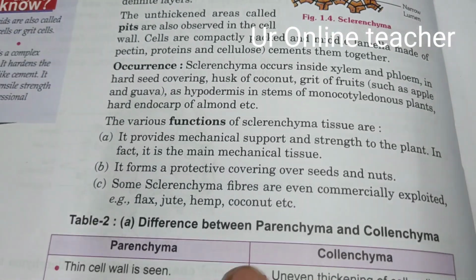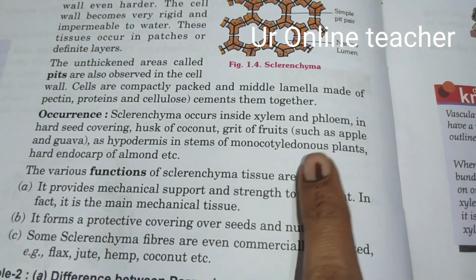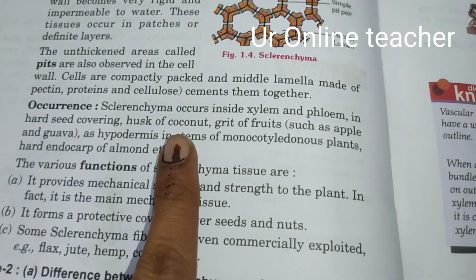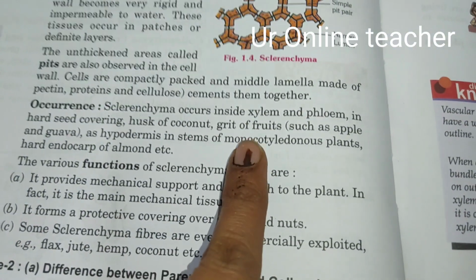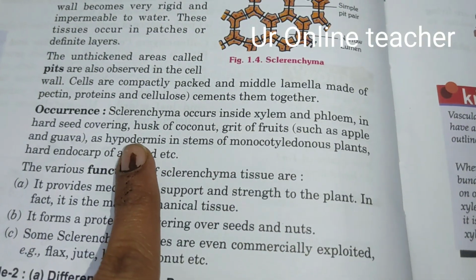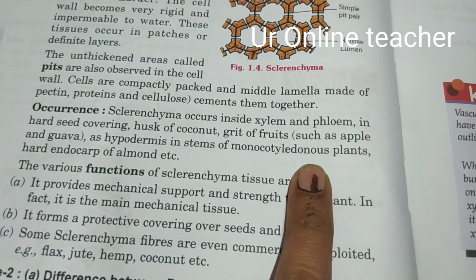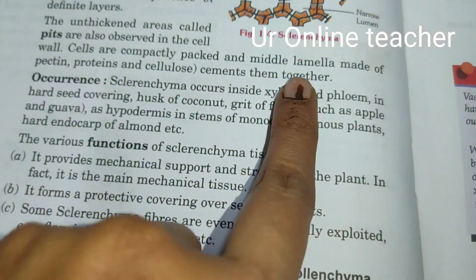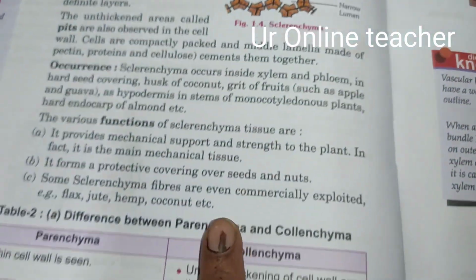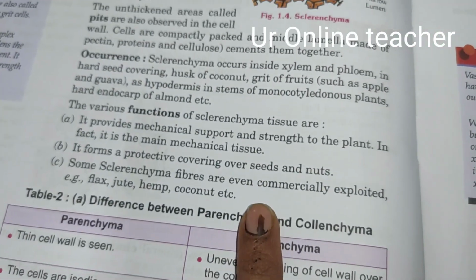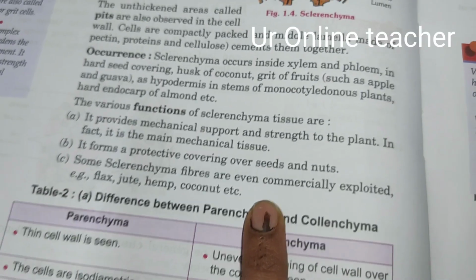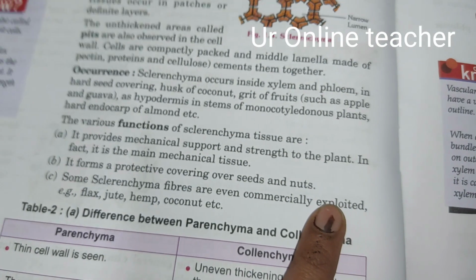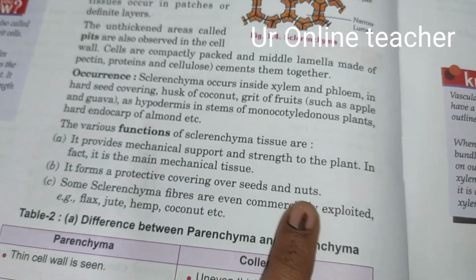Then where does it occur? In xylem and phloem, in hard seed coverings, husk of coconut, grit of fruits, hypodermis in stems of monocotyledonous plants, and endocarp of almond. So in these parts sclerenchyma is present, and it helps in providing mechanical support and strength to the plant. So it is also a mechanical tissue. It helps in protecting the seeds and nuts.